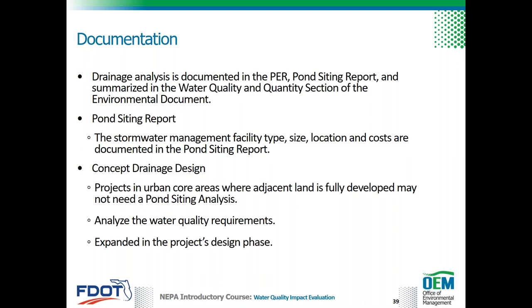Drainage design and analysis is documented in the preliminary engineering report and the pond siting report as applicable, and is summarized in the environmental document. The pond siting report provides the details of the facility type, size, location, and costs. The concept drainage design report is prepared for projects in urban core areas where adjacent land is fully developed. The concept drainage design report analyzes water quality requirements with further expansion in the project's design phase.